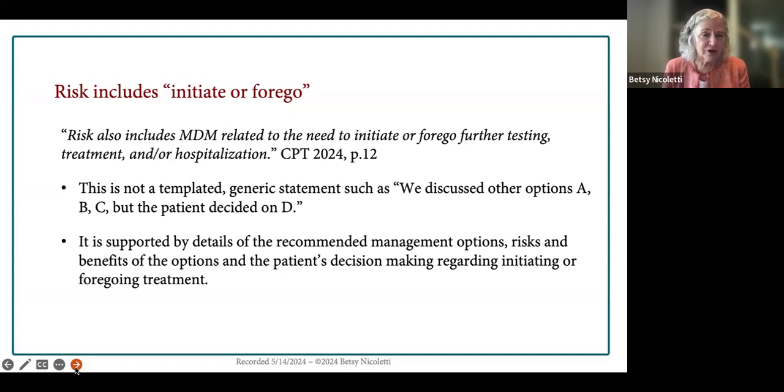Maybe you have a patient who is being seen for recurrent depression, and the physician says, listen, based on your symptoms today and what you're telling me, I believe that you should be on an antidepressant, and I would recommend this one. And through shared decision-making, the patient says no, they don't want to. They're forgoing that treatment. That includes the risk for that prescription drug management.